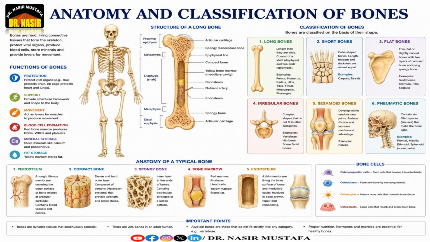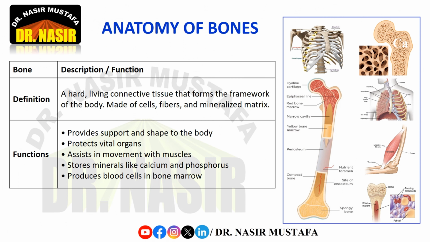In today's lecture, we will begin with the anatomy of bones. Bone is a specialized, hard, living connective tissue that forms the structural framework of a human body. It is composed of living bone cells, collagen fibers, and a mineralized extracellular matrix that provides remarkable strength while maintaining a degree of flexibility. Bone performs several essential functions.